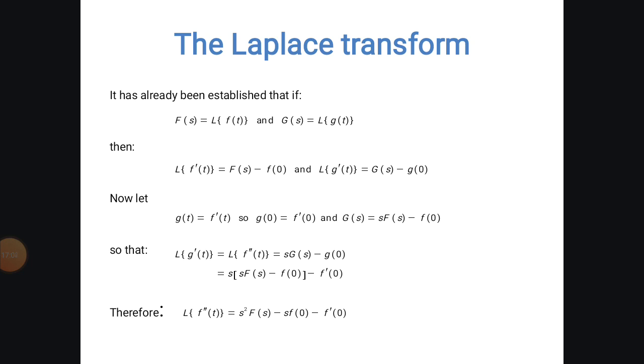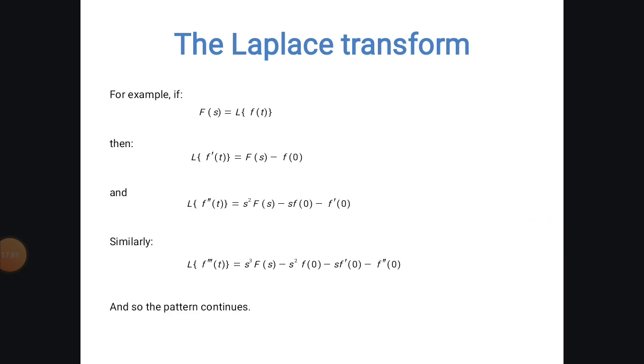So Laplace of g'(t) is equal to Laplace of f''(t). That is equal to sG(s) minus g(0), and G(s) is sF(s) minus f(0). So we are substituting the values here. Then finally we are getting Laplace of f''(t) is s squared F(s) minus s f(0) minus f'(0). This is one more formula, for the double derivative of the function.